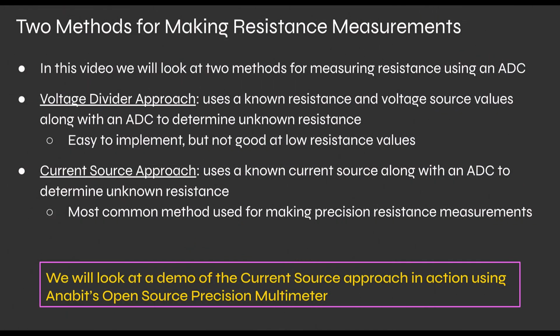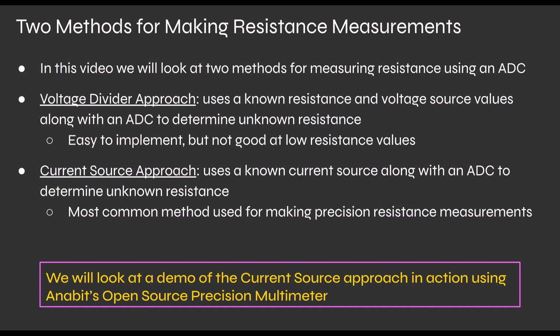The two different methods or circuit designs we're going to look at for measuring resistance with an ADC are first the voltage divider approach and the current source approach. Each one of these approaches will get an overview of the circuit, we'll talk about some of their best practices, and we'll also talk about some of their downsides. And for the current source approach, we're going to go into a little bit more detail.